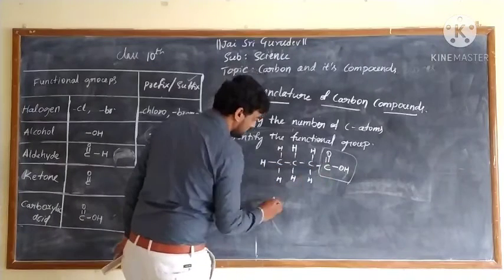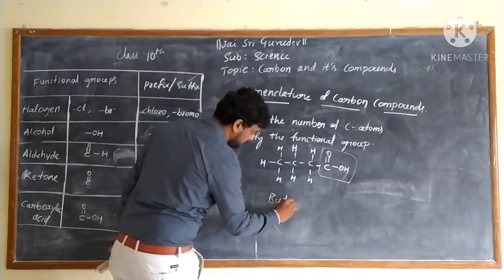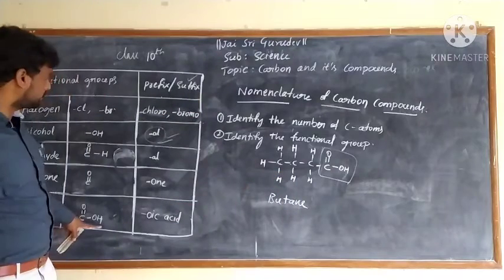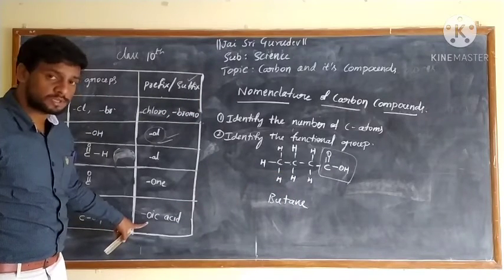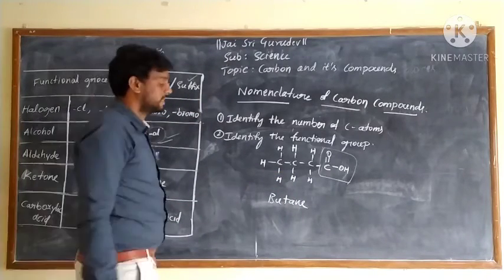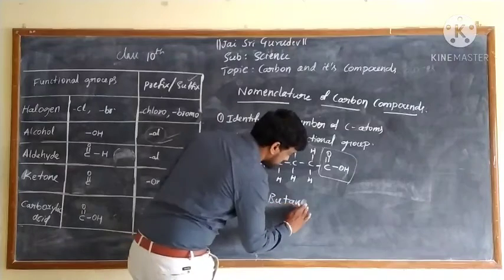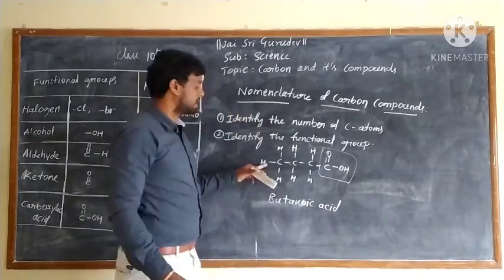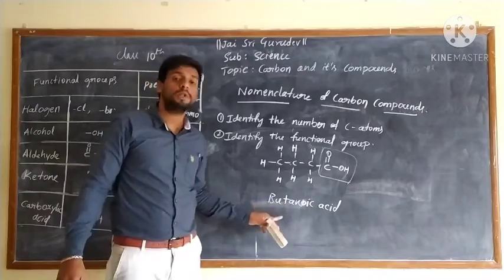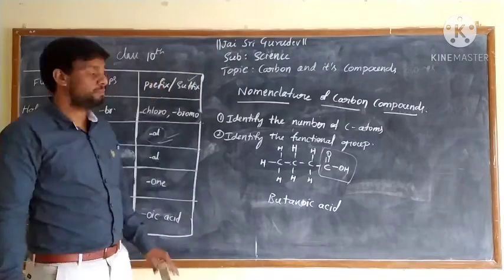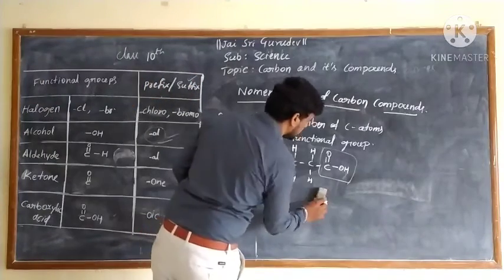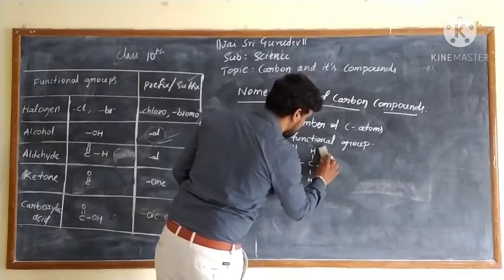1, 2, 3, 4. Four means butane again, right? Butane carbon chain. Then which functional group? Carboxylic acid, and the suffix of carboxylic acid is oic acid. So just erase the E, then put its suffix, oic acid. Now which carbon compound is this? Butanoic acid. Butanoic acid.